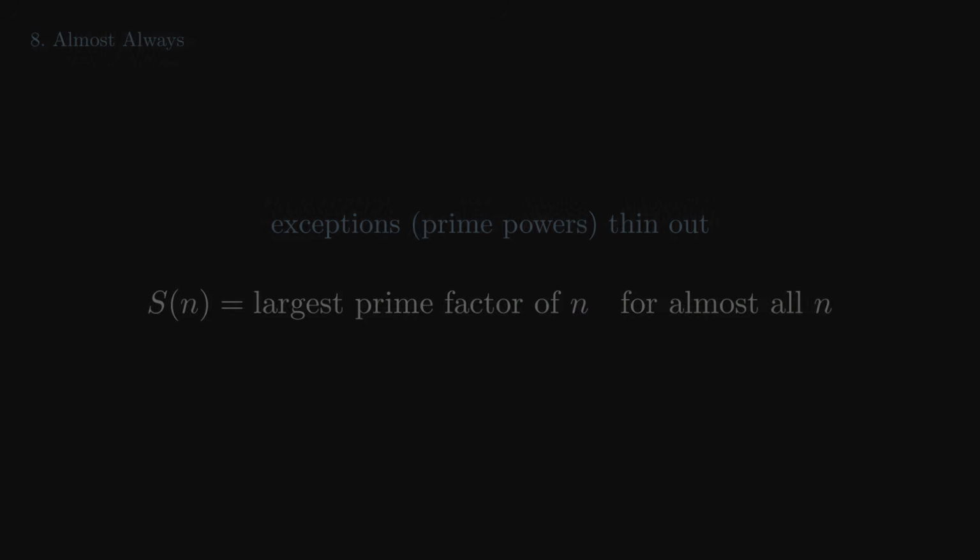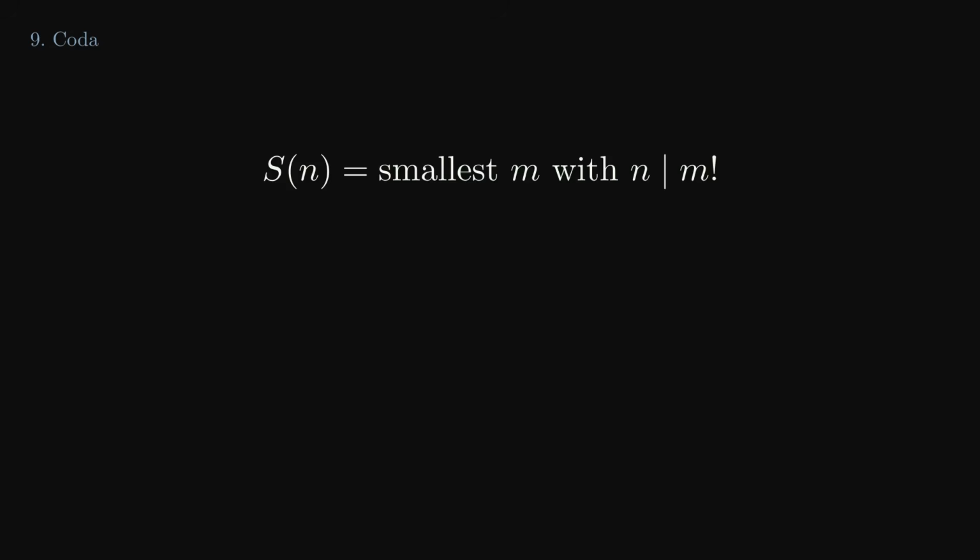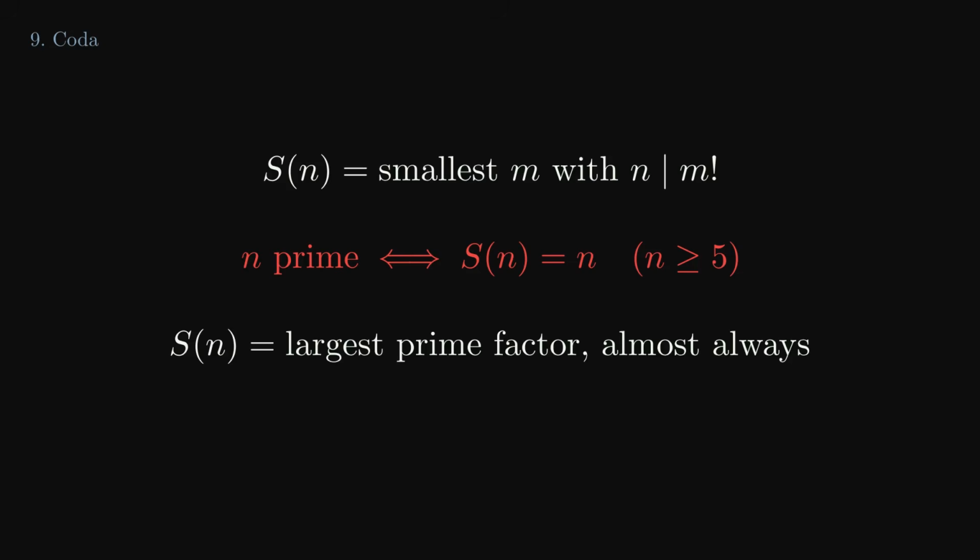So here is the whole picture, in order. Start with a number and march up the factorials until one of them is divisible by your number. The factorial where you stop is the whole function. It never exceeds your number, because a number always divides its own factorial. It equals the number exactly on the primes, and, apart from the single stubborn 4, only on the primes, so sitting on the diagonal is the same as being prime. And for almost every number, it is nothing more than the largest prime factor in disguise.